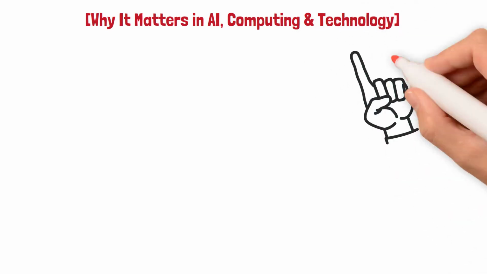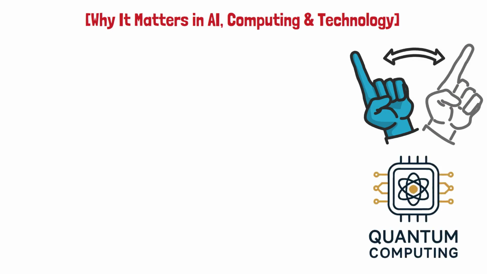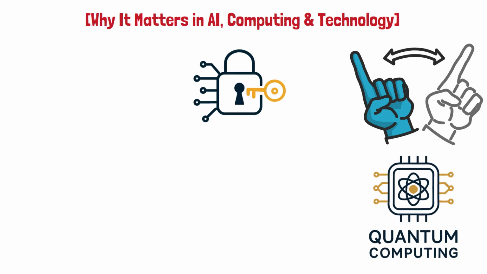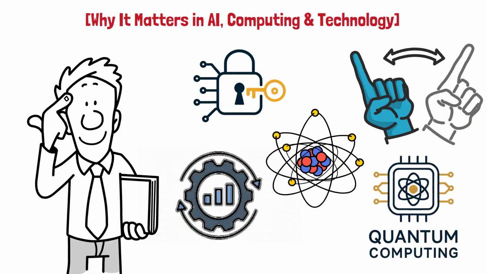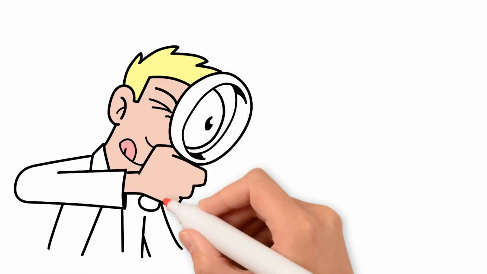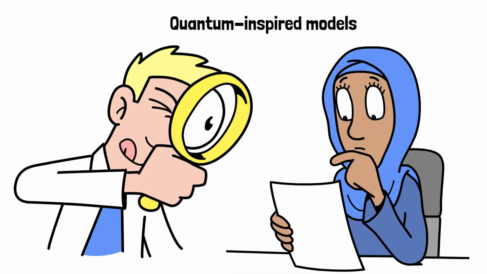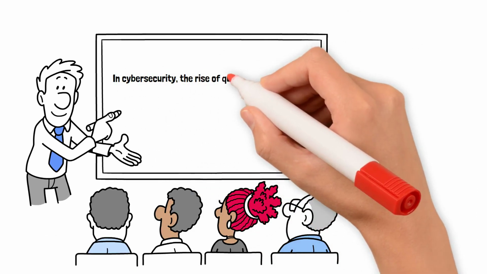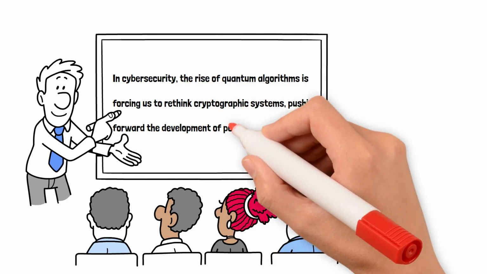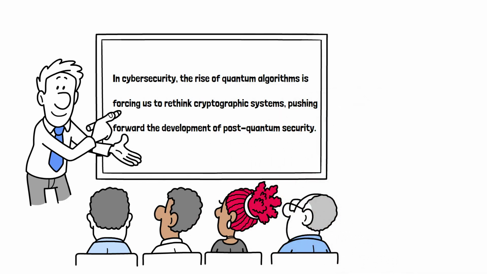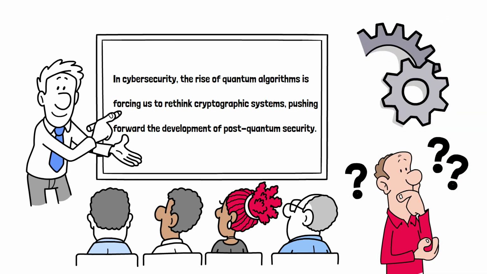Quantum mathematics isn't just futuristic theory, it's shaping the next revolution. In quantum computing, it underpins every algorithm, from cryptography breaking techniques to powerful optimization. In physics, it provides the rigorous foundation for understanding the quantum world. In AI, researchers are exploring quantum-inspired models for faster computation and better learning. In cybersecurity, the rise of quantum algorithms is forcing us to rethink cryptographic systems, pushing forward the development of post-quantum security. It's the mathematics that will determine how the next generation of computers will think and process information.